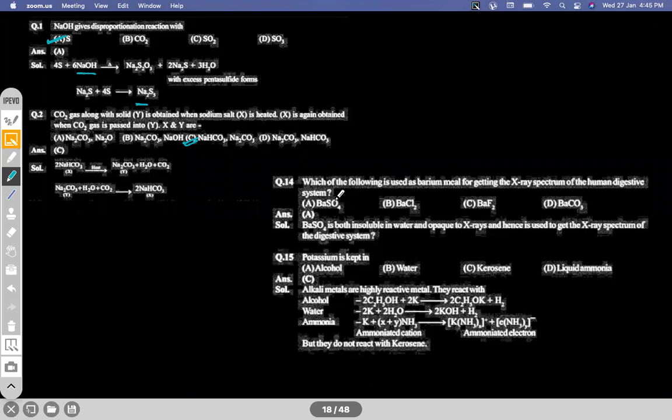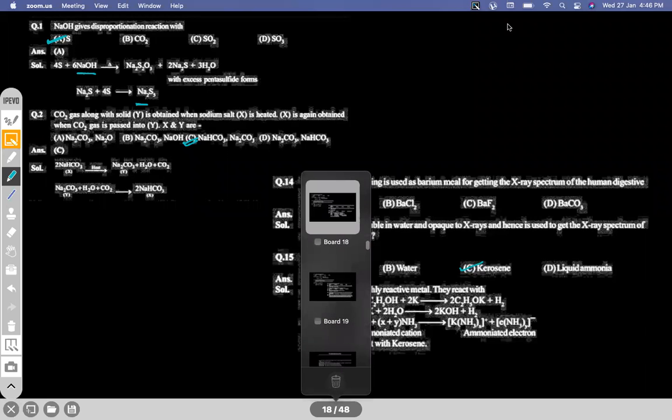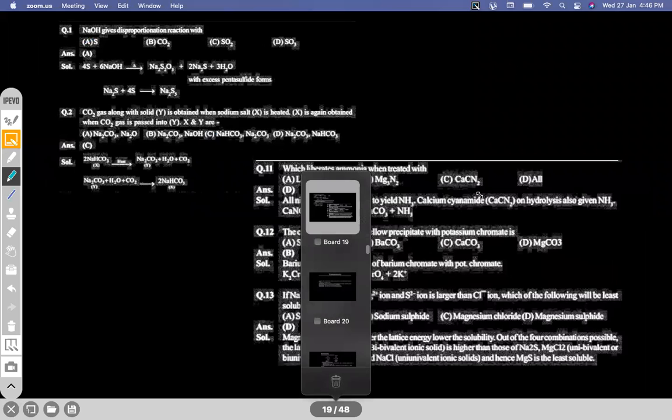Potassium is kept in kerosene. Why is it in kerosene? Because it is highly reactive. Alkali metals are highly reactive metals. They react with alcohols, water, ammonia, like the reactions given. Hence, we keep this in kerosene, to reduce the reactivity of potassium. Yeah, that's what we can say. Highly reactive, so it can react at normal temperature also.